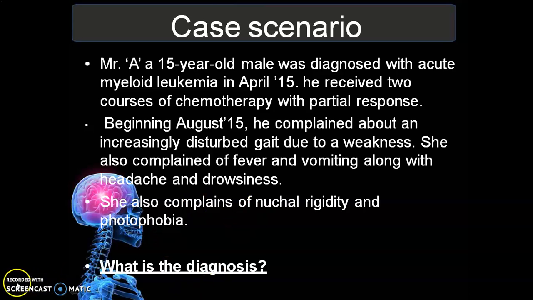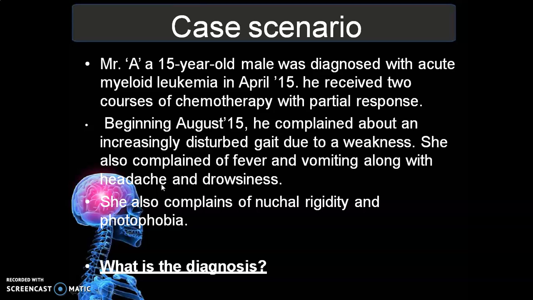The case scenario is a 15-year-old male who was diagnosed with acute myeloid leukemia in April 15. He received 2 courses of chemotherapy with a partial response. In the beginning of August, he complained about an increasingly disturbed gait due to weakness. He also complained of fever, vomiting, headache and drowsiness, and of neck rigidity and photophobia.